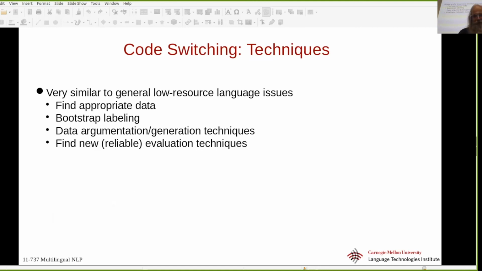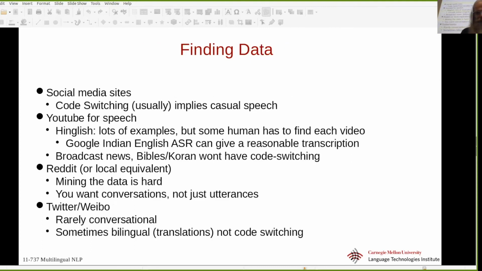Code switching techniques, most of them are very similar to the low resource things. You've got to try and find appropriate data. You've got to try and bootstrap labeling. You've got to try some interesting forms of data augmentation, some form of generation techniques, and finding new reliable evaluation techniques is always important. How do you know you're actually even getting better? These are things that are actually quite hard.